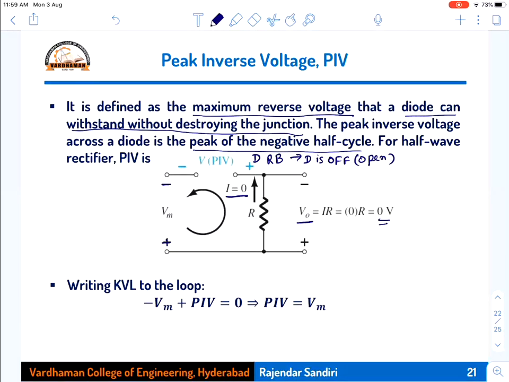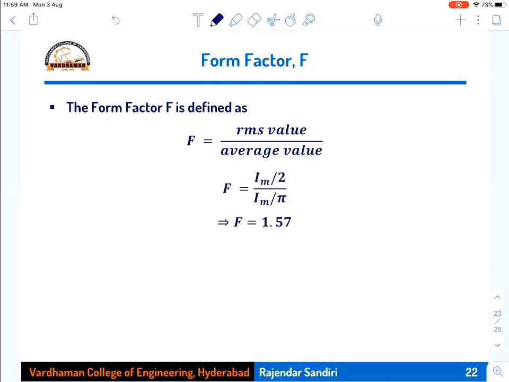By applying KVL to this loop, you will get minus Vm plus PIV is equal to 0. Therefore, PIV is equal to Vm. That means whatever the negative peak voltage across the secondary winding, the same maximum value will appear across the diode. Therefore, peak inverse voltage is equal to Vm. So the peak inverse voltage is equal to the peak value of the negative half cycle, which is Vm. Okay. Very, very simple.